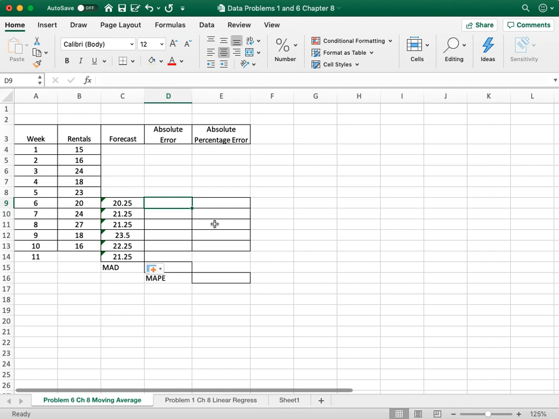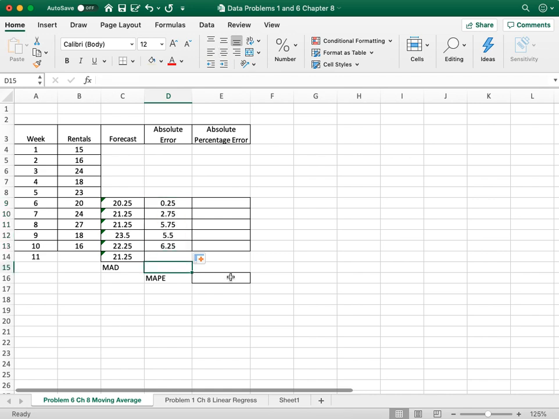I hope you did that and you did it right. So let's see how it looks. So equals ABS, that was the formula that we used before. Demand was 20 minus forecast 20.25, right? So we just close it, you get the 20.25 and drag it down. Okay, so we have the absolute error.